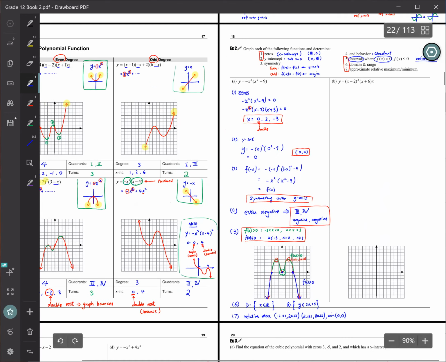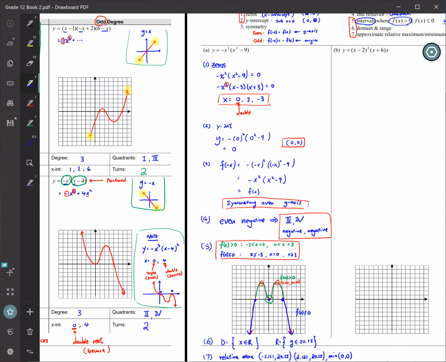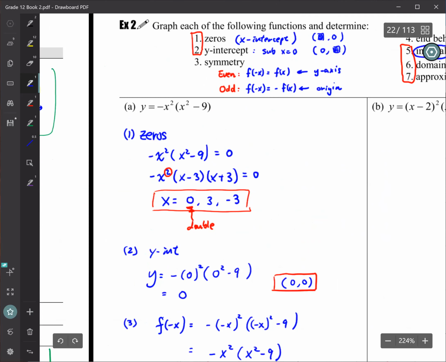Okay, so this is one example here. You see us spend a lot of time doing one question. This question is already factored, so starting from there, you can get the zeros. Now we're going to try a question that is not factored.